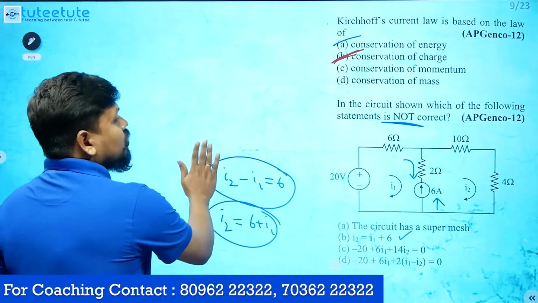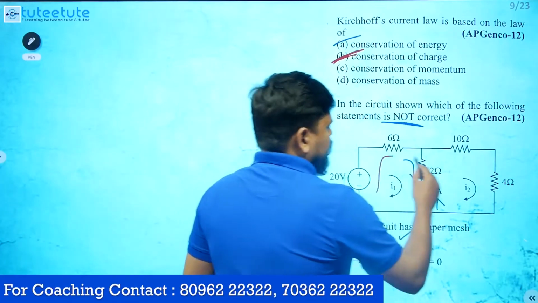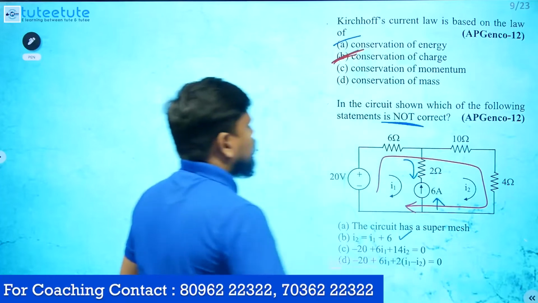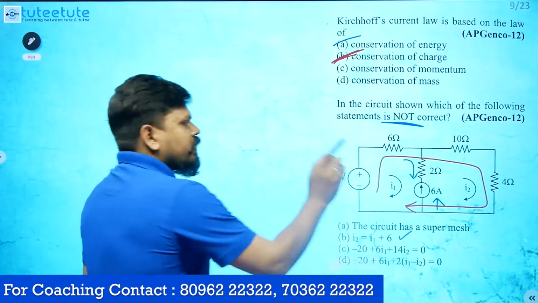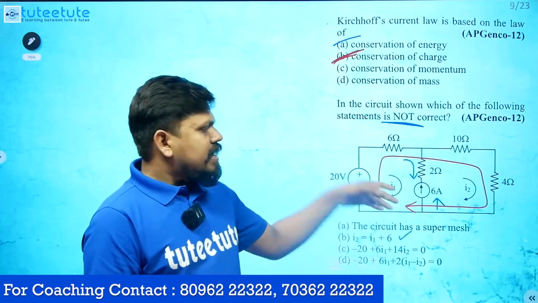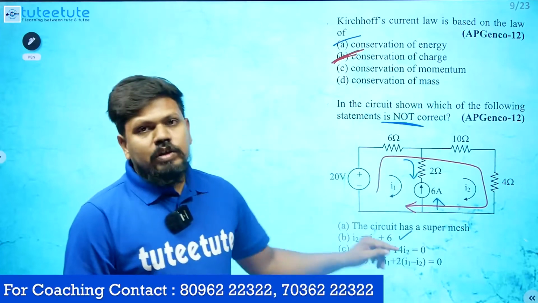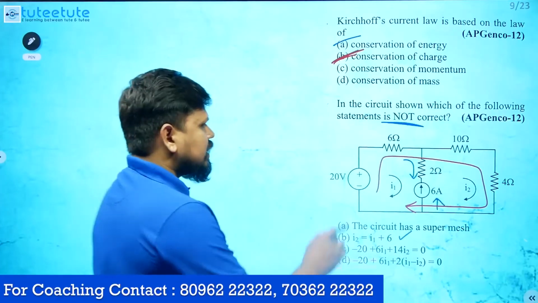Okay, so now we will try to write the complete mesh equation, that is the super mesh equation. So the super mesh, however, we have considered like this. Remember one thing: when you are writing the first mesh equation, the first mesh current is superior. That means I1 is greater than any other current. Whenever you are writing the second mesh equation, I2 is greater than any other current. Okay, so let's write down.